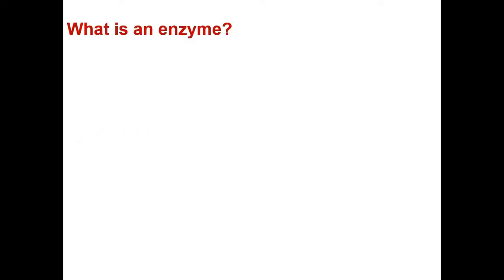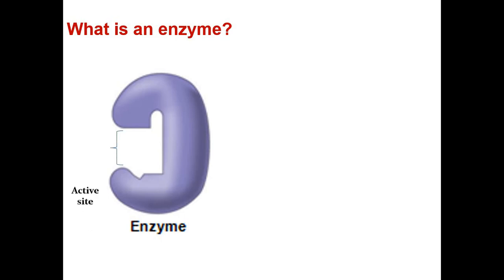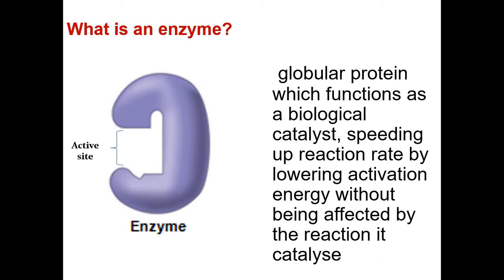So what is an enzyme? Again, an enzyme is a globular protein which functions as a biological catalyst, speeding up reaction rate by lowering activation energy without being affected by the reaction it catalyzes. So, first, it is a globular protein. Globular proteins have either a tertiary structure or a quaternary structure. Okay, so that's a requirement. So that is one property of an enzyme.